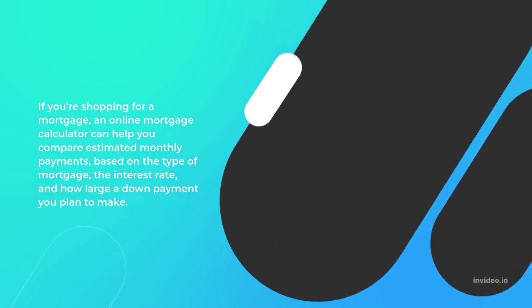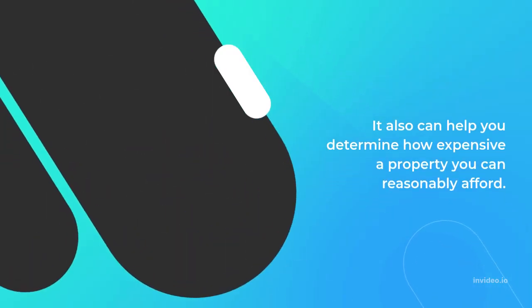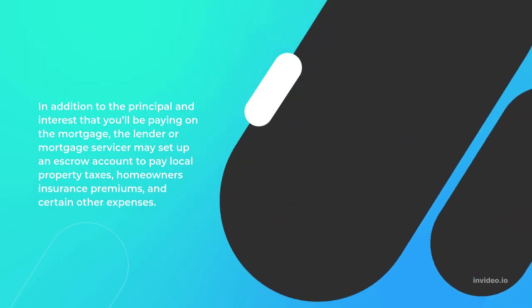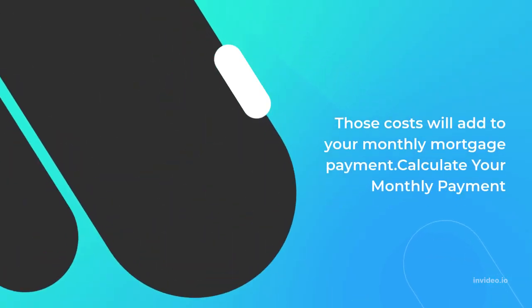If you're shopping for a mortgage, an online mortgage calculator can help you compare estimated monthly payments, based on the type of mortgage, the interest rate, and how large a down payment you plan to make. It also can help you determine how expensive a property you can reasonably afford. In addition to the principal and interest that you'll be paying on the mortgage, the lender or mortgage servicer may set up an escrow account to pay local property taxes, homeowners insurance premiums, and certain other expenses. Those costs will add to your monthly mortgage payment.